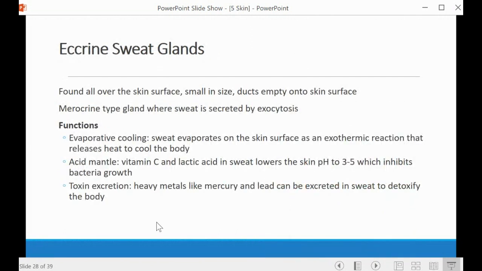So eccrine, they're found all over the skin surface. They're very small in size, and the ducts empty onto the skin surface, again, through that pore. We also can call them merocrine and eccrine, because they're a merocrine type of gland where the sweat is secreted by exocytosis. This is for that evaporative cooling, but also it creates what's called an acid mantle. So vitamin C and lactic acid within our sweat actually lowers the pH of our skin to about 3 to 5, which is acidic, and that can inhibit any bacterial growth. And we can excrete toxins like heavy metals like mercury and lead through our sweat.